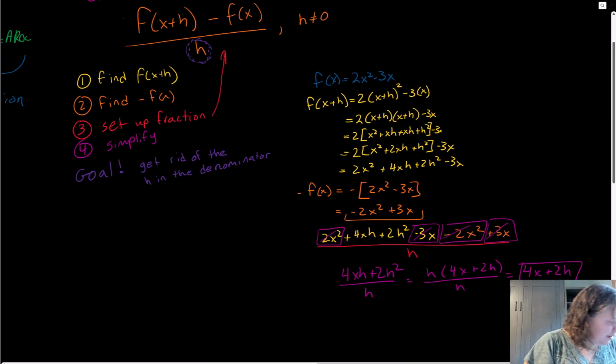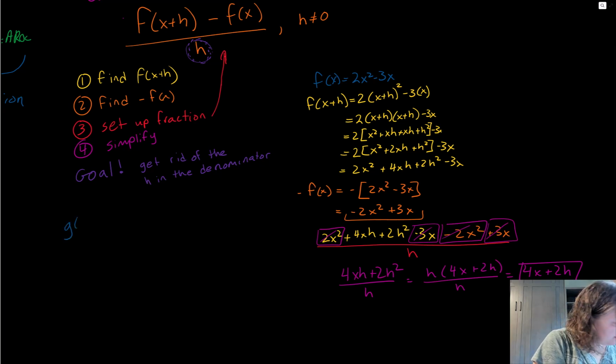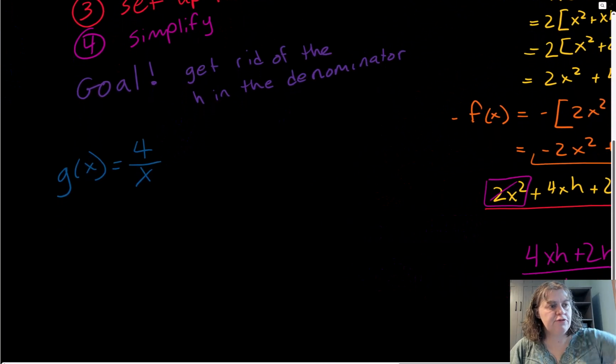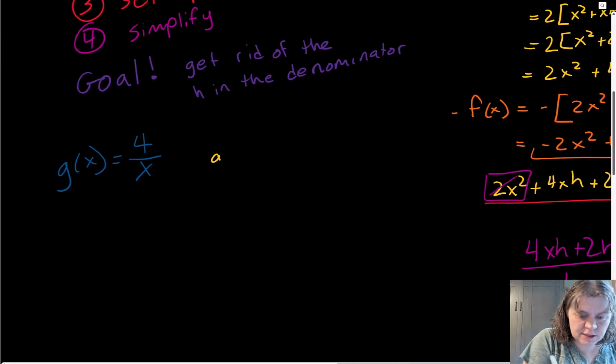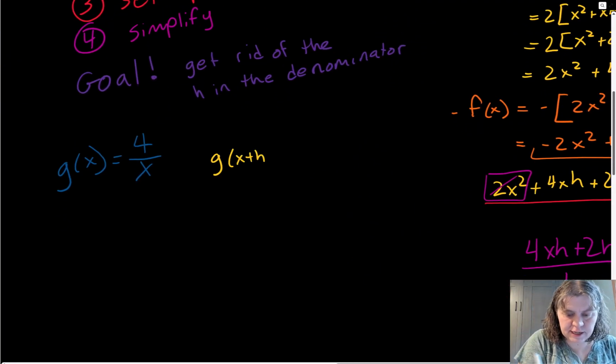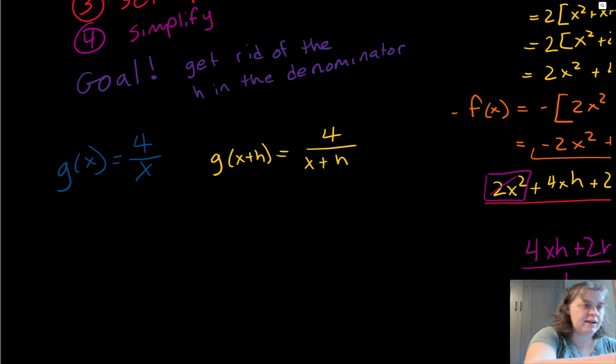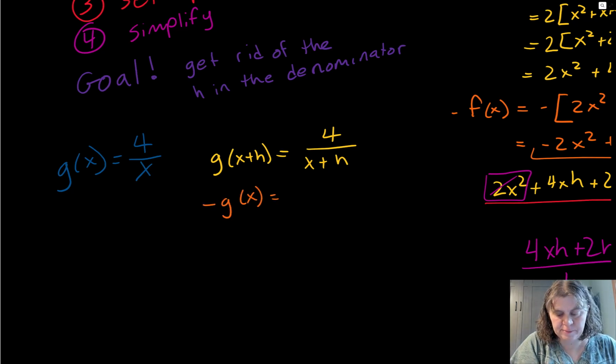G of x is equal to 4 over x. This one's a rational function. So first step, find g of x plus h, because it's not f anymore. So that'd be 4 over x plus h. I can't simplify that anymore. Negative g of x, or the opposite of g of x, would be negative 4 over x. I can't simplify that anymore.